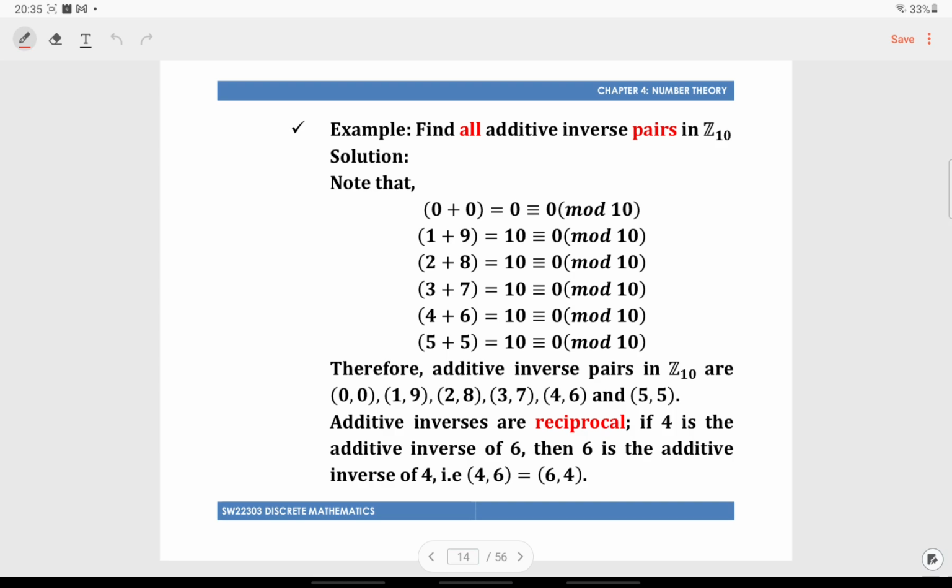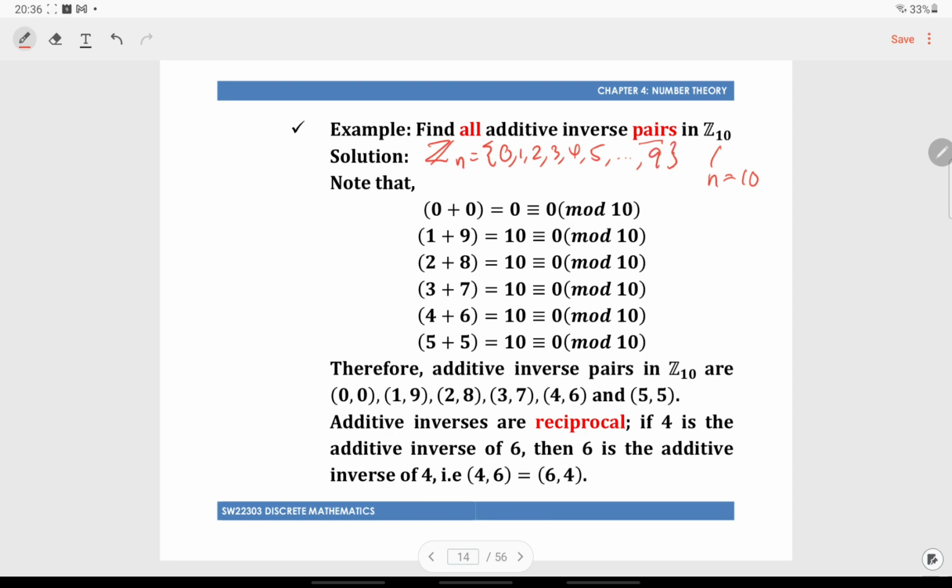So let's consider the following example. The question asks you to find all additive inverse pairs in Z10. In this question, the only available information to you is n. We know that n equals 10. So how do we answer this question? First of all, you need to take note of all the entries of Z10. So we have 0, 1, 2, 3, 4, 5, up to 9.